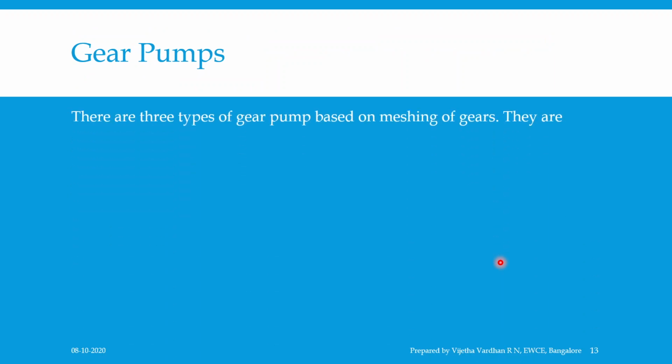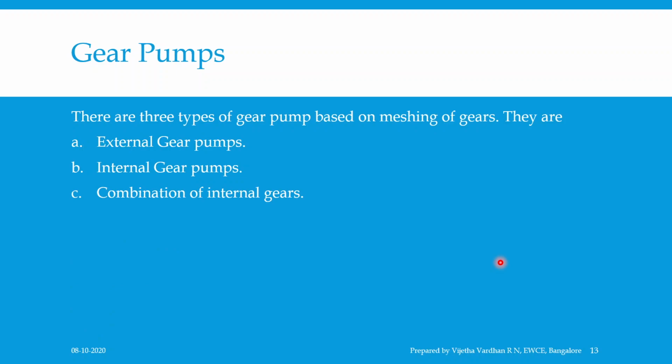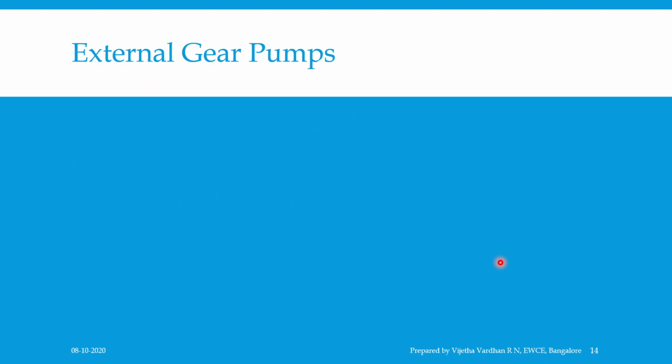Now there are three types of gear pumps based on the meshing of gears. They are as follows: external gear pumps, internal gear pumps, and a combination of internal and external gear pumps. Now, what is normally called a gear pump? A gear pump consists of two meshing gears, either identical in respect of dimensions, materials, etc. One of them is coupled to a driving shaft, known as the driving gear, and drives the second gear, which is also called the idle gear. Now let us understand how exactly the external gear pump works.